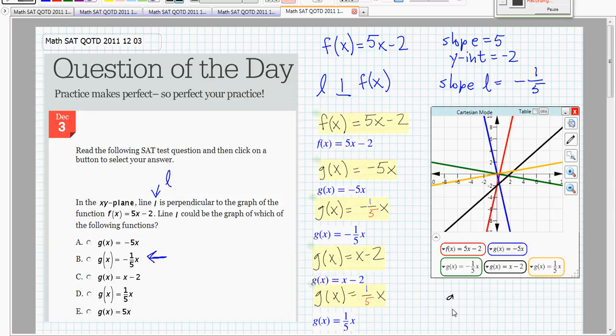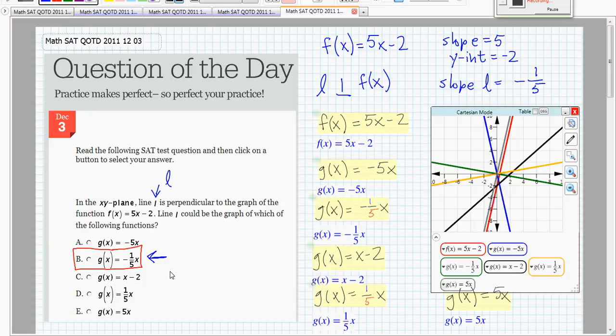And let's check our last answer. G of x equals 5 times x. Okay, so that line, the gray line in this case, is parallel to the red line. That makes sense because the slope is the same, 5x minus 2 and 5x. So the answer is G of x, 1 over the negative slope of f of x. B is the answer.